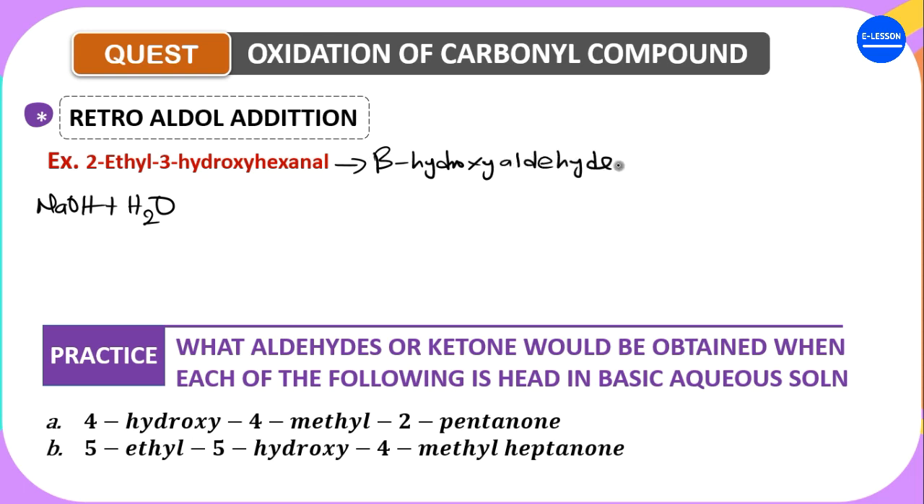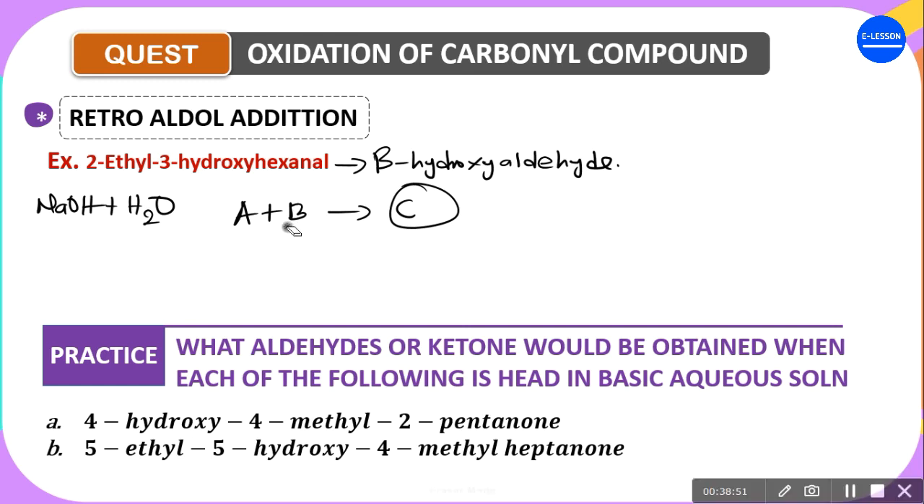You would be able to obtain the reactant, or what reacted. Are you getting it now? Retro means before, that means before what is formed or was formed. What were the initial reactants that reacted? For instance, I have A plus B is equal to C. Now, if I break C down, what are the things that I'm going to see? Am I going to see A and B? That's what is called the retro-aldol addition.